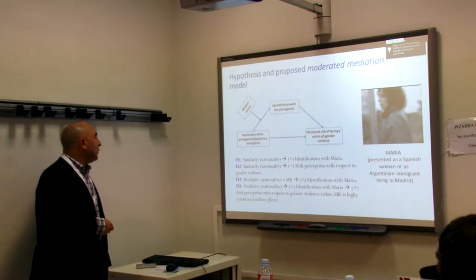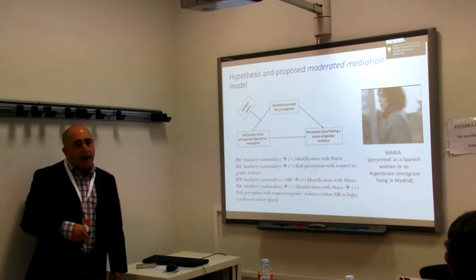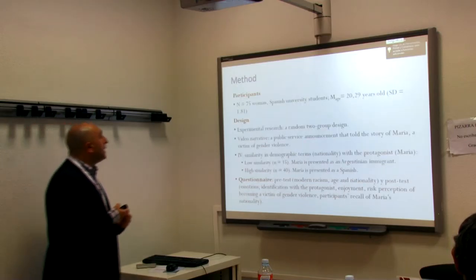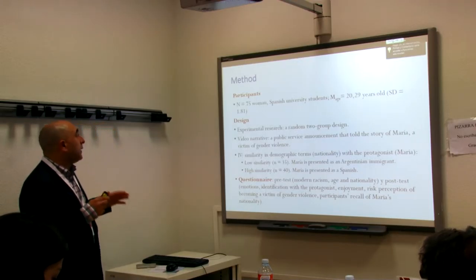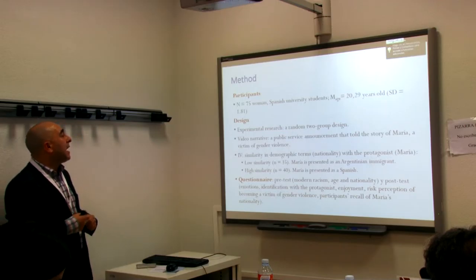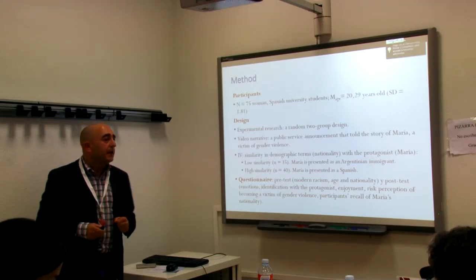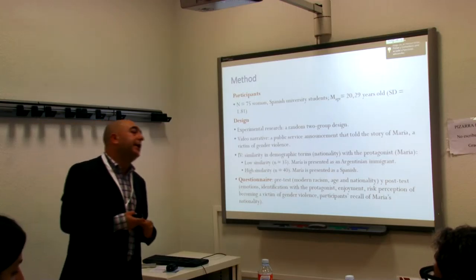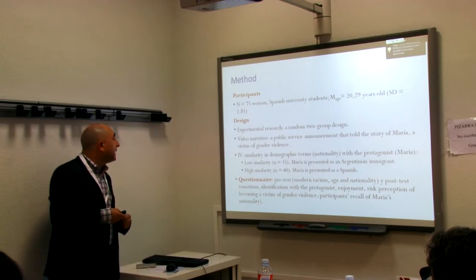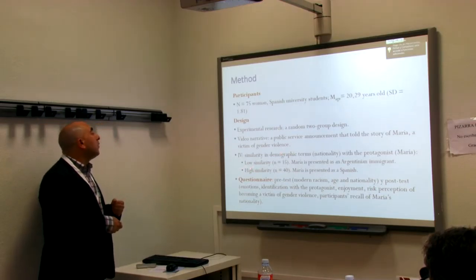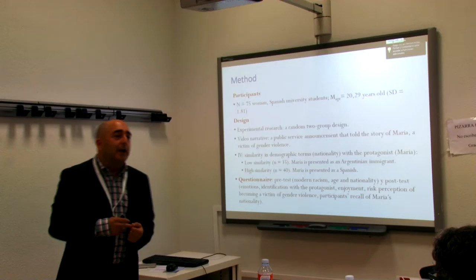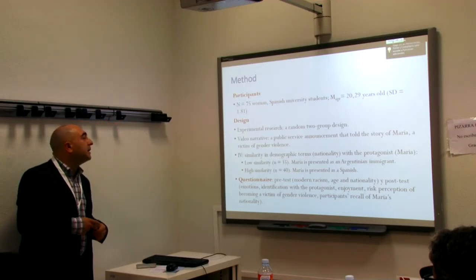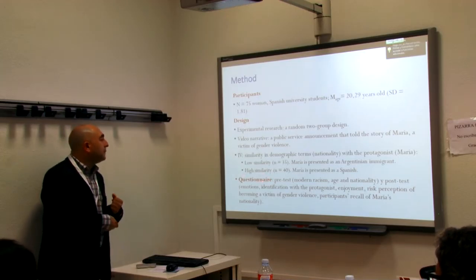From this theoretical model, we have four different hypotheses. In the study, which is an experimental study, participants were 75 women, Spanish university students, all of them Spanish. We have a two-group design in which the independent variable was similarity in terms of nationality. We have a first condition with low similarity, in which Maria is presented as an Argentinian immigrant, and another condition in which Maria was presented as Spanish. This is the high similarity condition.